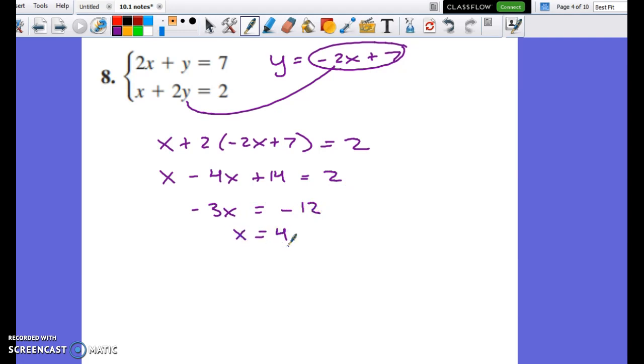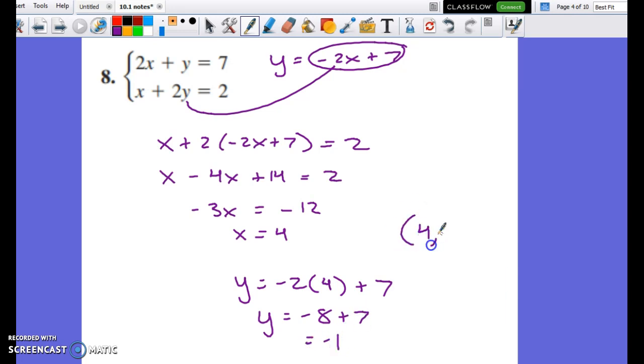Once you have x, you just plug it back in. You can plug it back into this one or any of these. It really doesn't matter. So I'll plug that in. Y equals. And so there's my answer for -1.